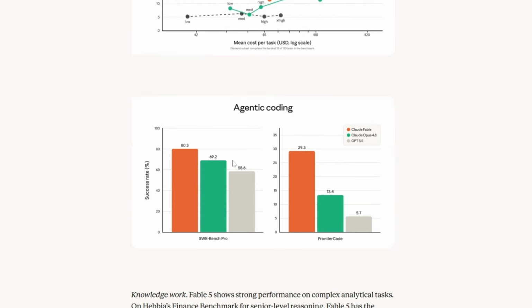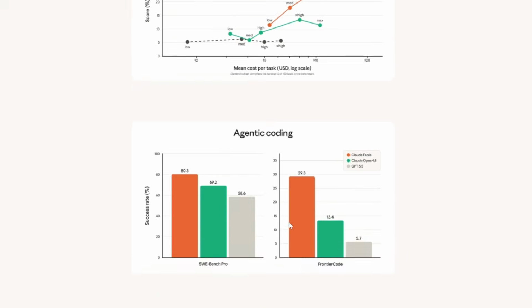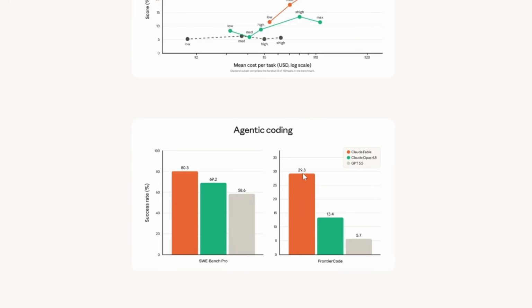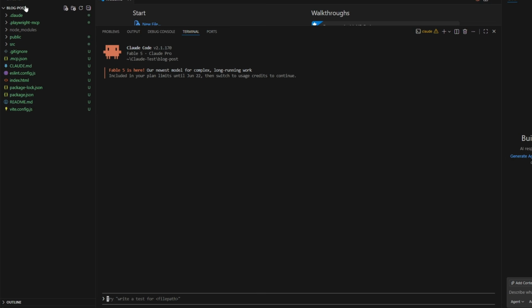So now let's take a look at the benchmark. I'm not sure you guys are familiar, but SWE-Bench Pro and Frontier Code are the gold standard for agentic coding. Take a look at these numbers. Fable 5 is 80.3%, Opus is 69.2%, and GPT 5.5 is 58.6%. On Frontier Code, Fable 5 is 29.3%, Opus 13.4%, and GPT 5.6. Think about it, almost 6 times more than GPT, and 2 times more than Opus 4.8. I mean, that's insane.